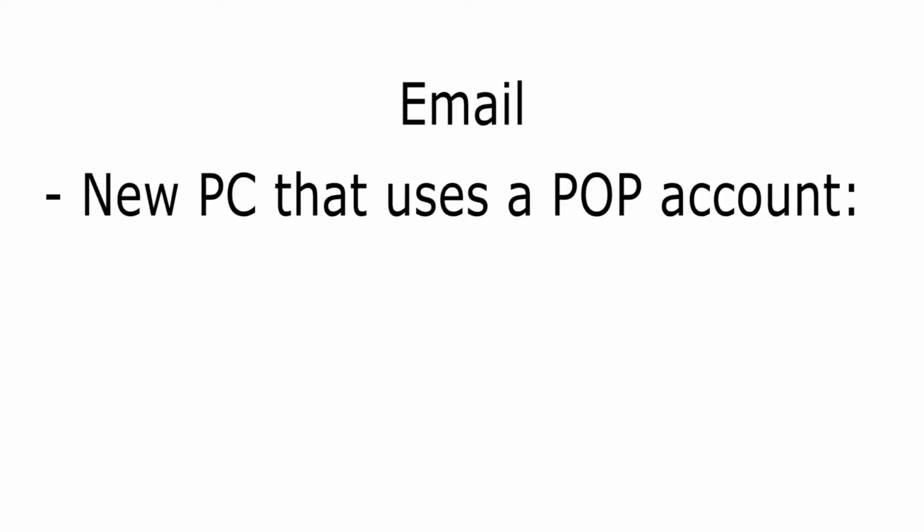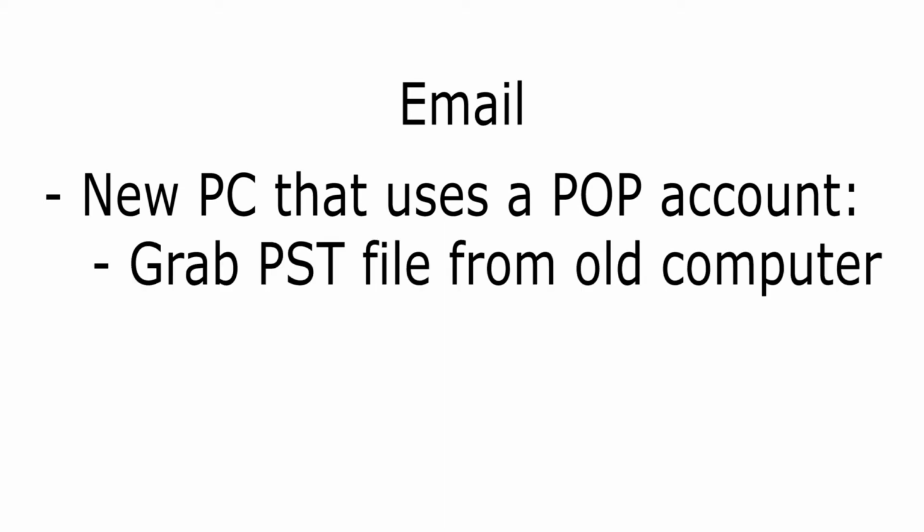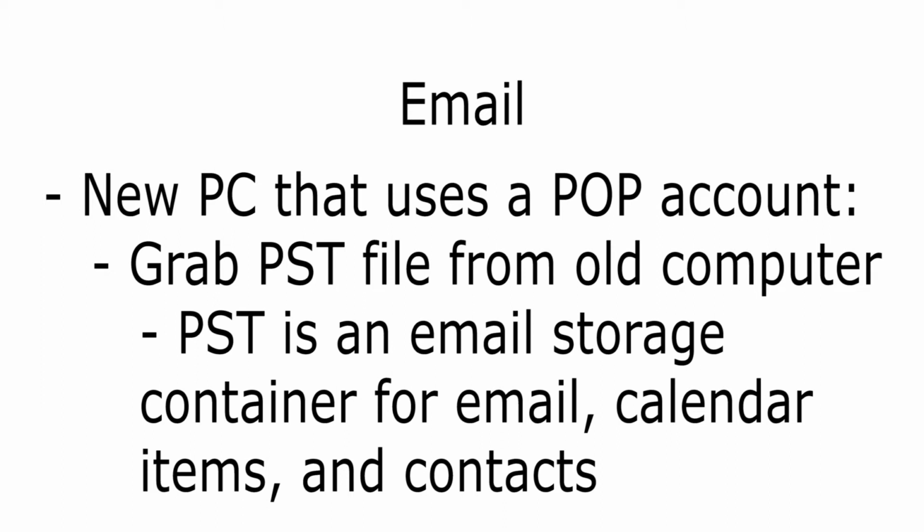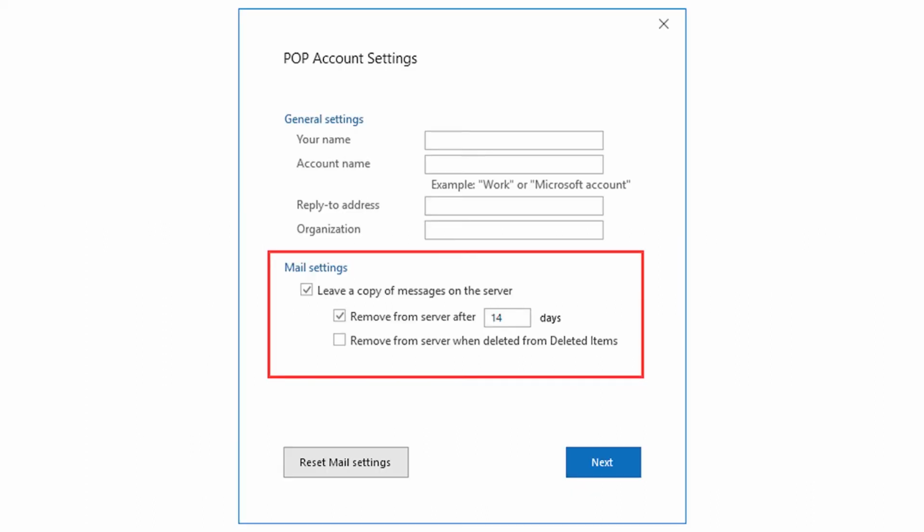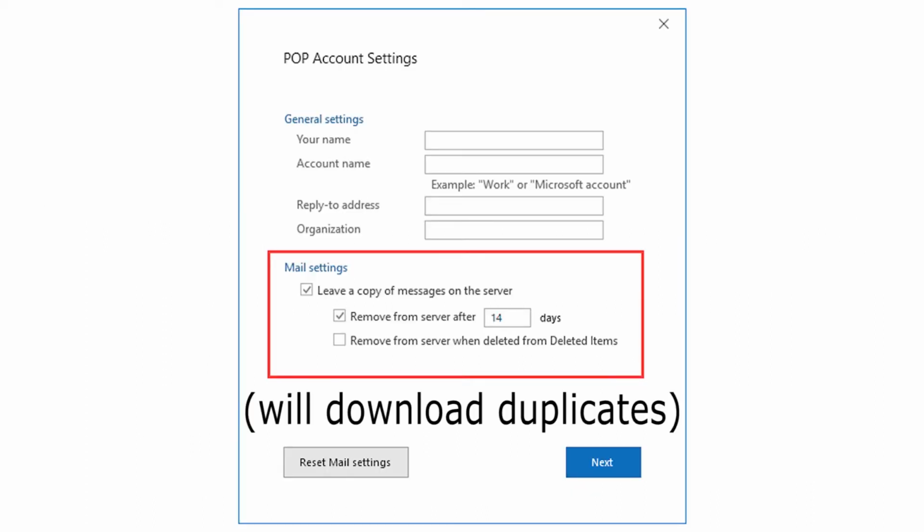If you're setting up a new PC that uses a POP account, you will want to grab the PST file from the old computer. A PST is an email storage container that holds email, calendar items, and contacts. If the Outlook POP account settings were configured to retain mail on the server once it's been downloaded, the new computer will download a bunch of duplicates and mark them as unread.